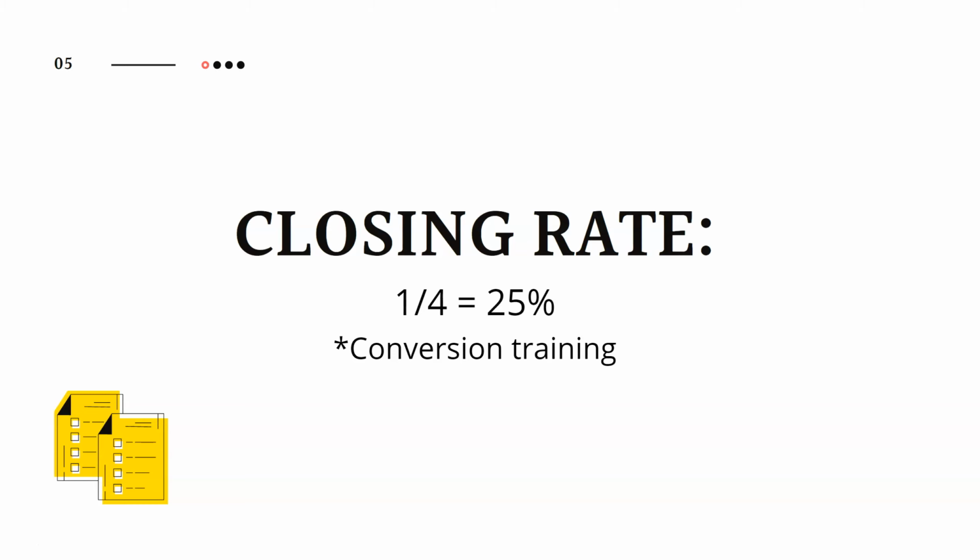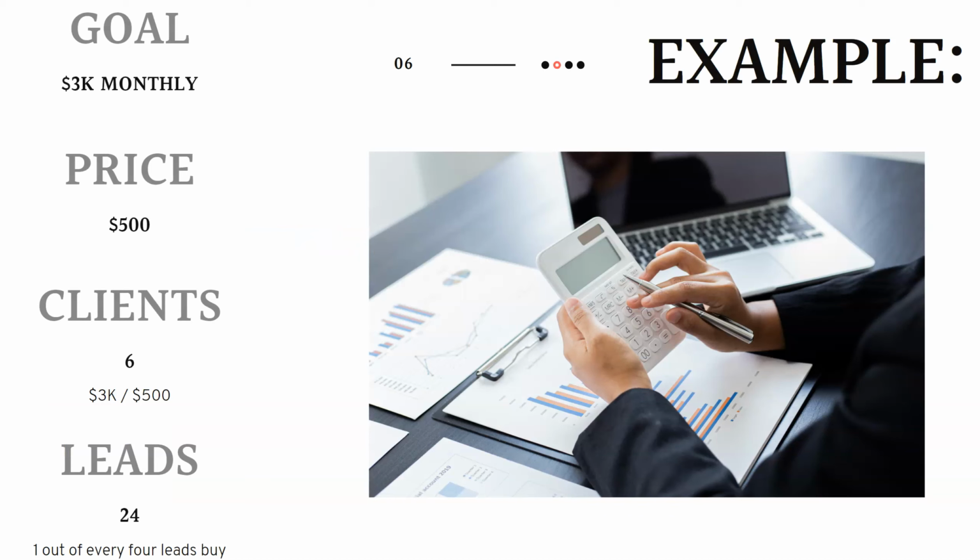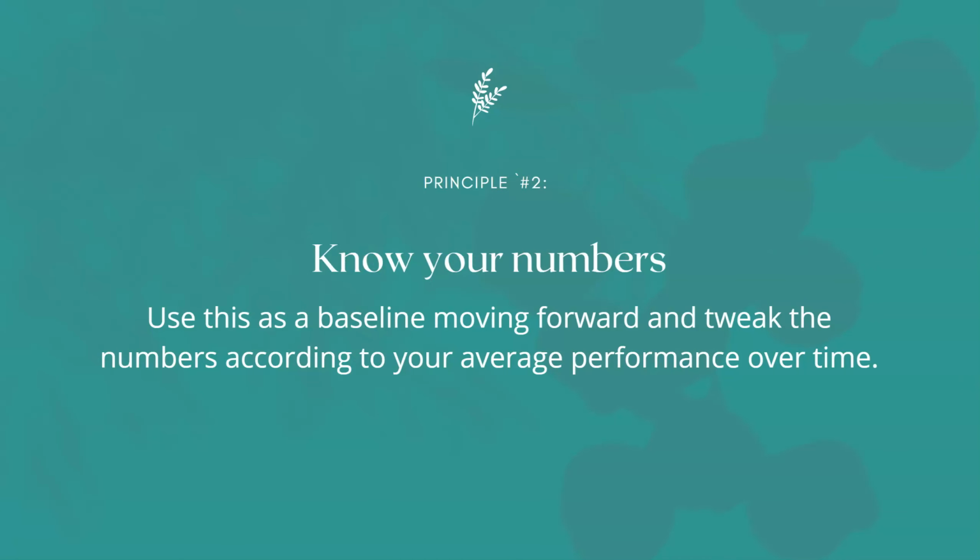So now you should understand that, hey, let's say my goal is to make 3K a month. My price is $500. That means I would need 6 clients because 3K divided by 500 is 6. So each month I need to get 6 clients to hit my goal of 3K. Now, because 1 out of every 4 leads buy, I need to have a total of 24 leads, because 6 times 4 is 24. Right? Do the math. Know your numbers. Know your KPIs. Right?